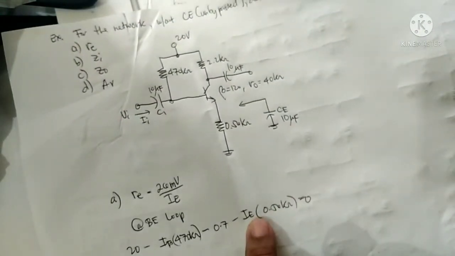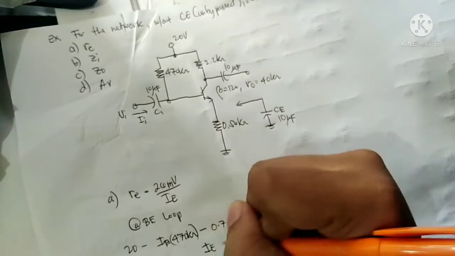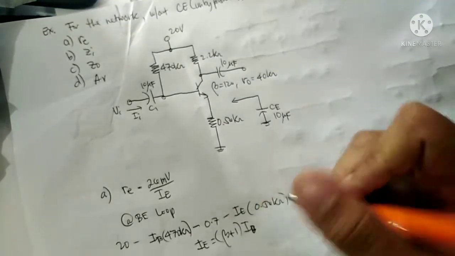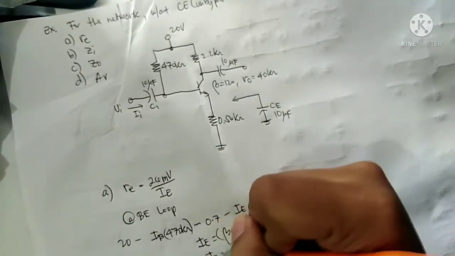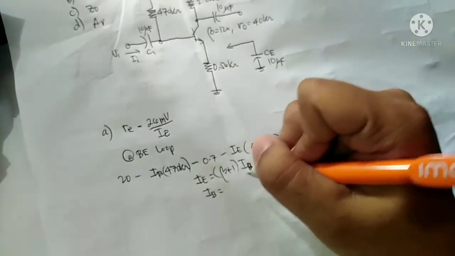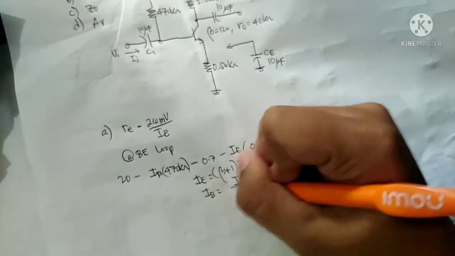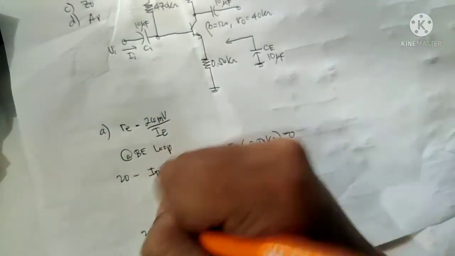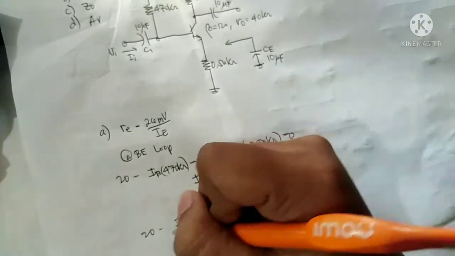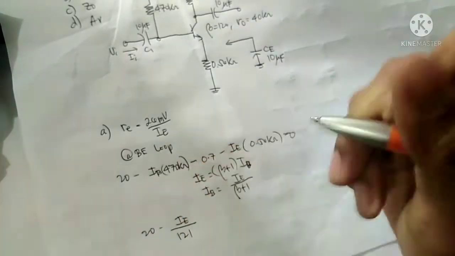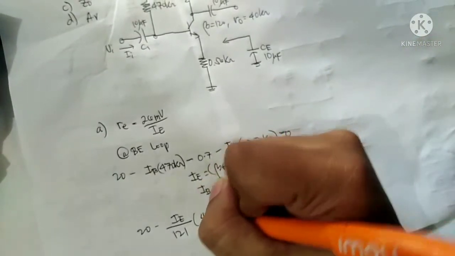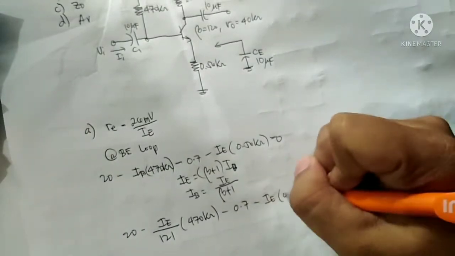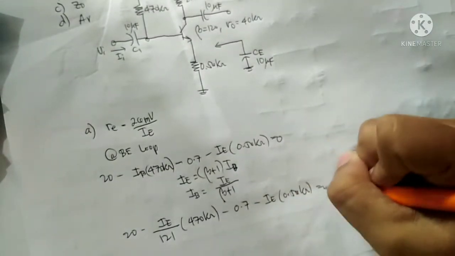So we're going to calculate I sub E, where the formula is I sub E is equal to beta plus 1 times Ib. So in terms of Ib, this will be Ib is equal to IE divided by beta plus 1. Substitute in the loop equation: 20 minus IE divided by 121 times 470k minus 0.7 minus IE times 0.56 kilo ohms equal to 0. What is beta? 120, so therefore beta plus 1 is 121.